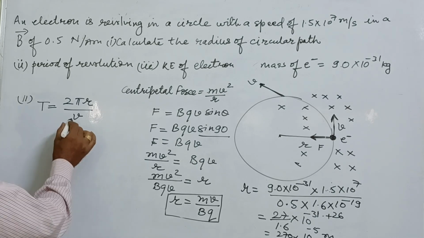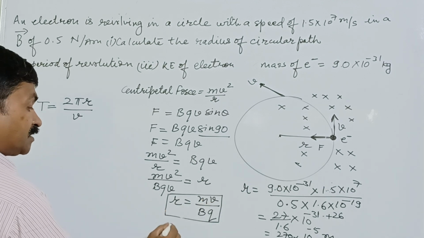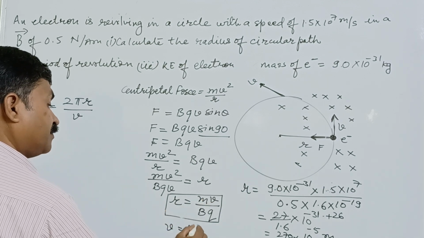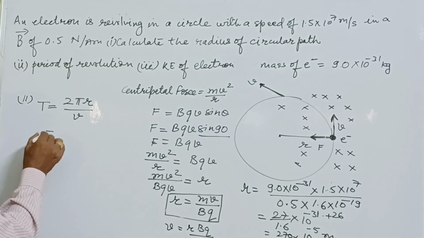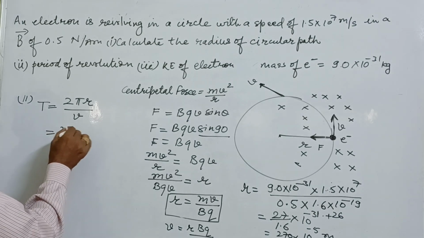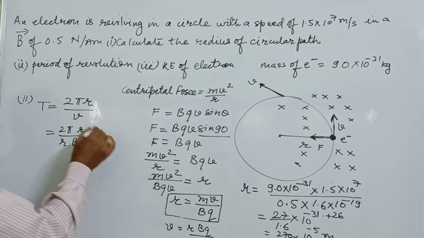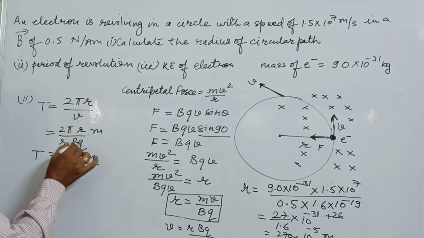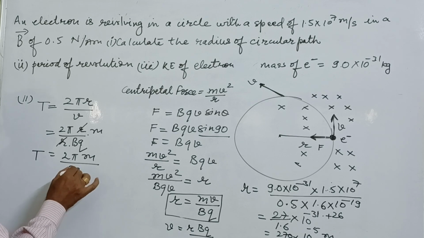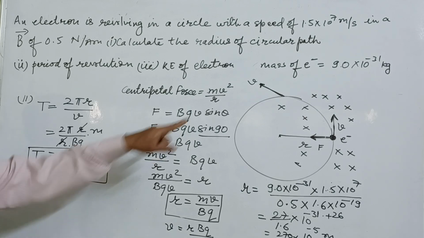Okay. So here we can have this velocity component which we can determine with the help of this. V is equal to R BQ upon M. We can substitute it here. So it is 2 pi R upon R into BQ, and this M will be there. So it is 2 pi into M upon R, R cancel, so it is BQ. So finally we have a relation, time period which will be given by 2 pi M upon B into Q. M is the mass of the electron.